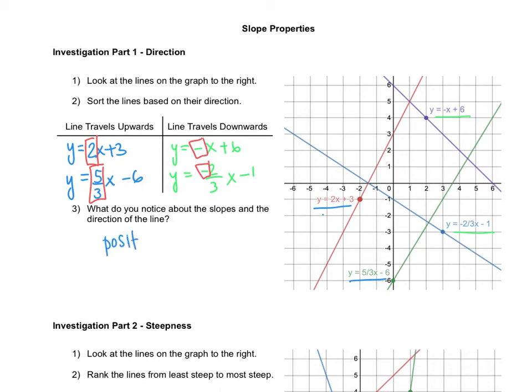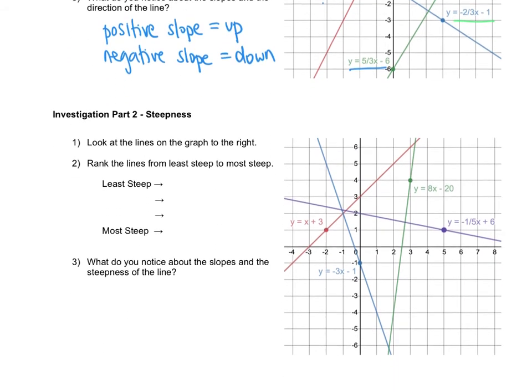So positive slope equals up, negative slope equals down. And again, the slope is the value in front of the x. All right, so that's direction. Next, let's look at steepness.